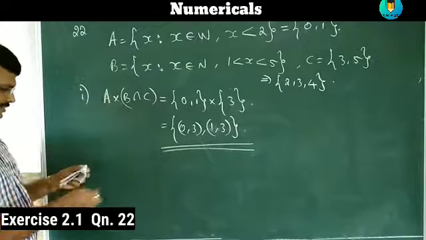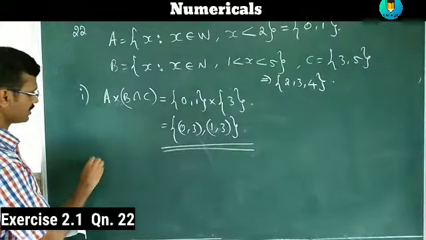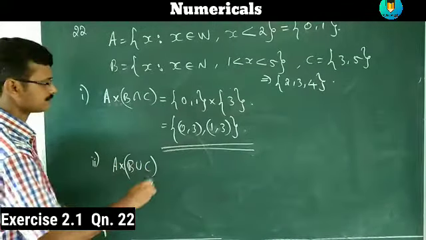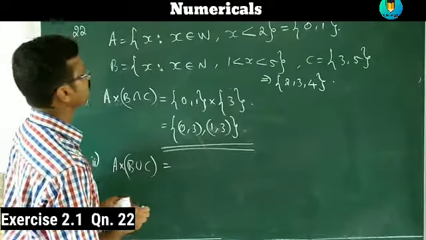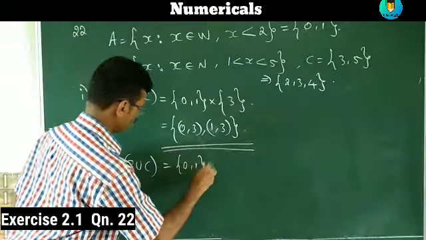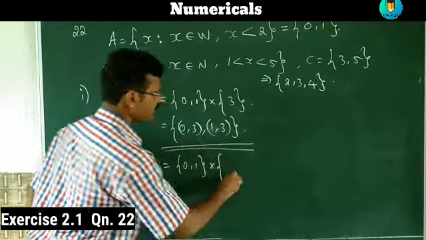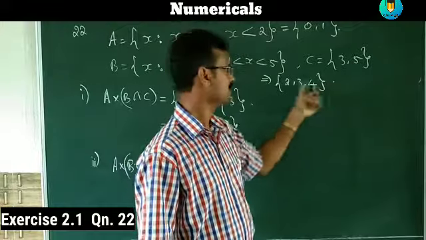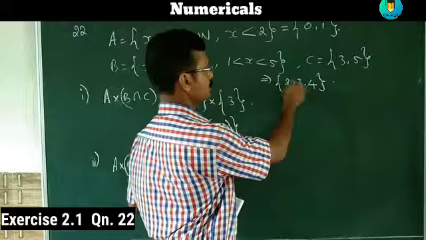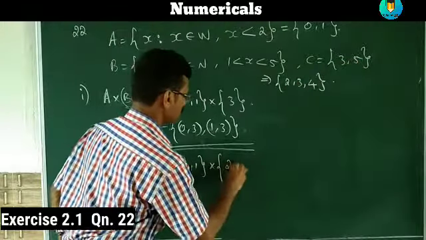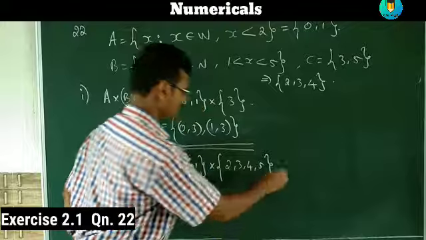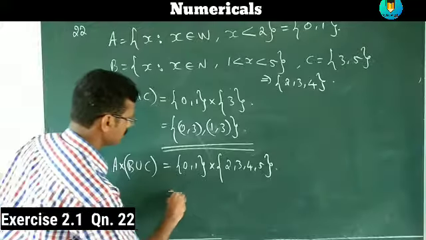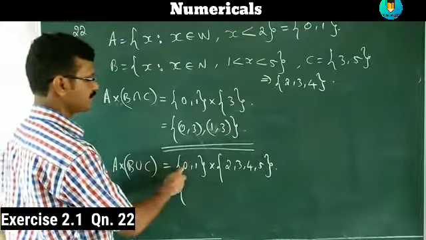And one more part is there in this question. We have to find out the second part, A cross B union C. So first of all, A is 0, 1, cross B union C. Union means all the elements together. So if you go for the union, it is 2, 3, 4, 5. This is B union C. 2, 3, 4, 5.